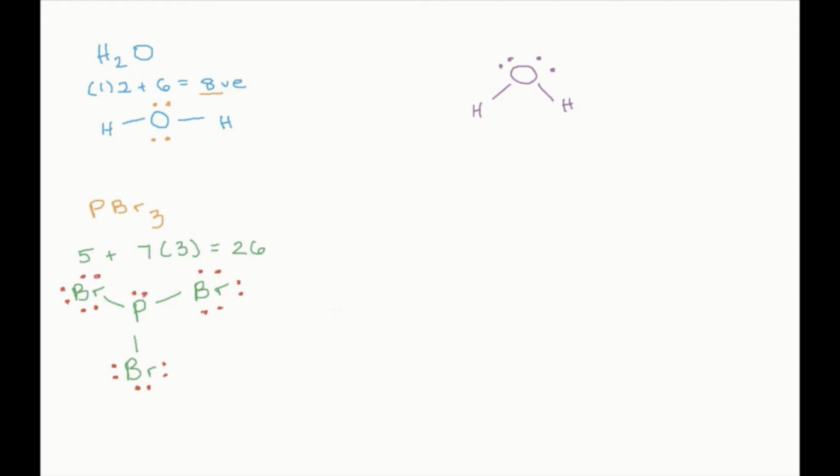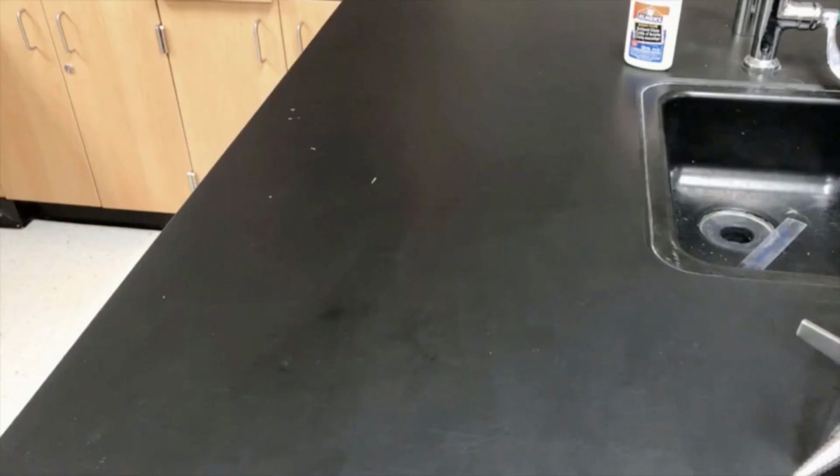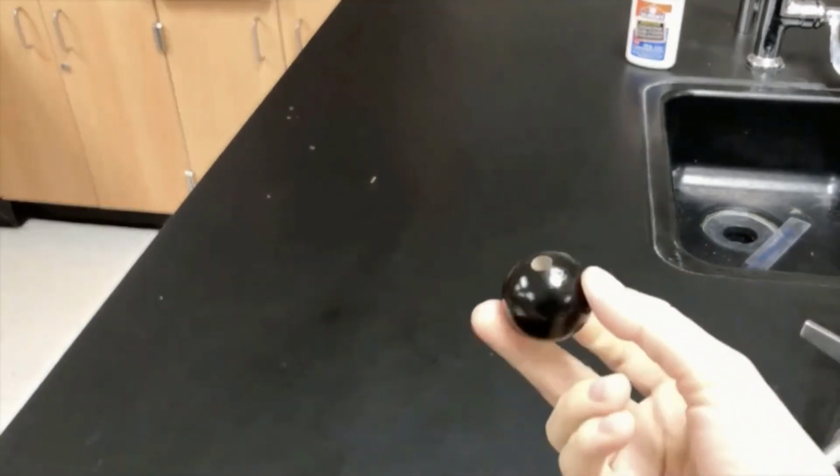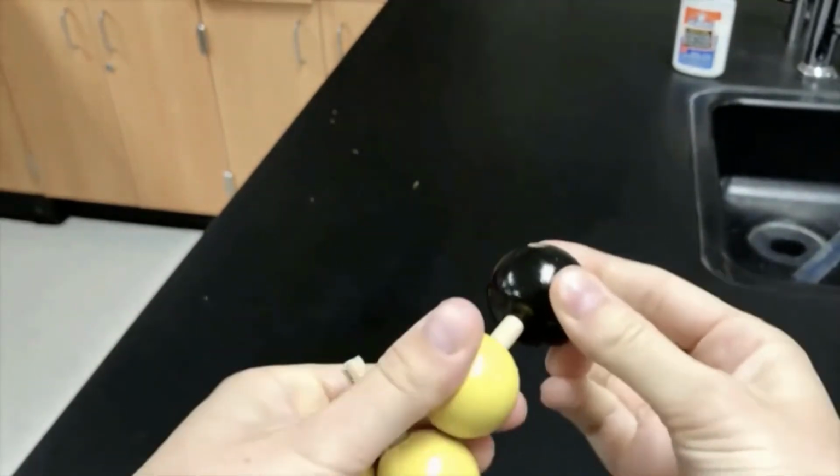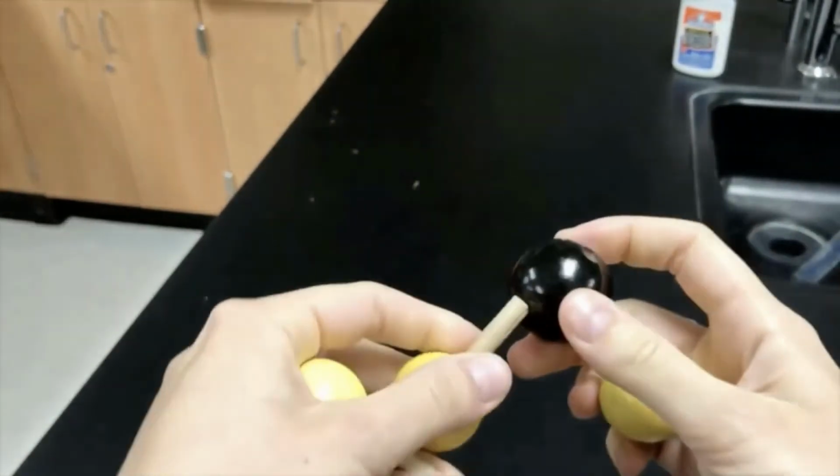Okay? Now let's look at it using the model kit. For PBr3, I'm going to take my phosphorus. I'm going to take this black ball again. Okay? Remember, you've got 4 different possible places to place your atoms. Okay? I'm going to put 1 here. Okay, so 1 bromine there. 1 bromine there, and then finally 1 bromine there.